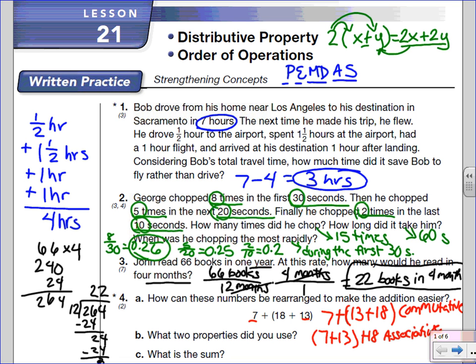And that is by the associative property. So it says, what two properties did you use? The commutative property and the associative property. And then what is the sum? Well, 7 plus 13 is 20, plus 18 is 38.